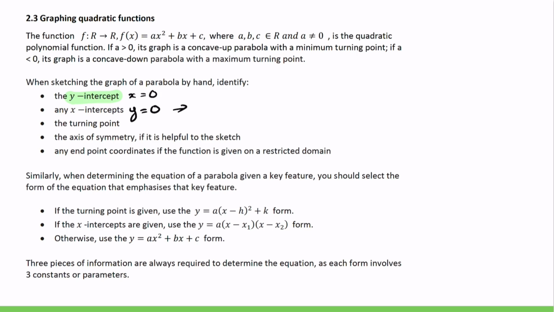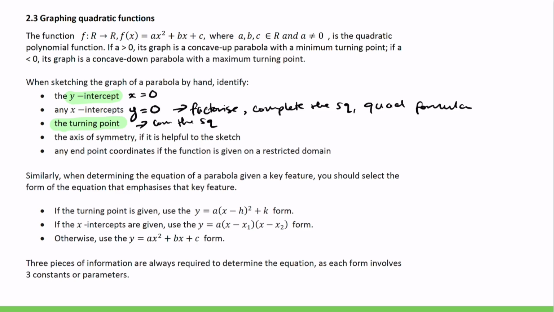So there are 3 ways that you can find those x values. Firstly, you can factorize and use the null factor law. Secondly, you can complete the square and solve for x from there. And finally, you can use the quadratic formula in order to find x right away. You then need to find the turning point. Again, there are 3 different ways in order to find the turning point. So the first way is to complete the square, and you'll find the h and k from there.